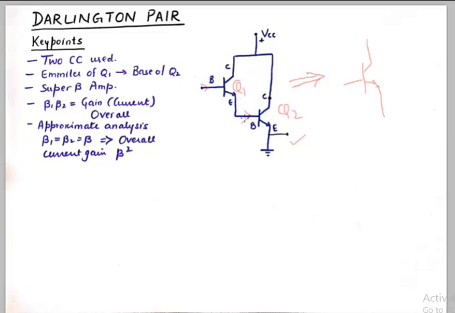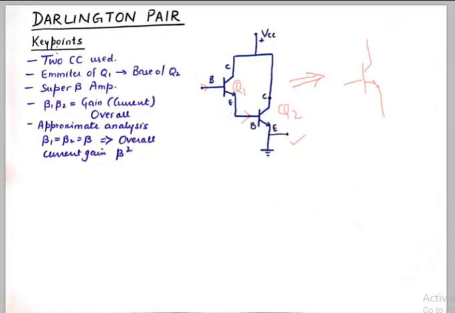Because of this special arrangement of these two BJTs, this transistor will act as a super beta amplifier, which means that it is going to be a current amplifier of a very high magnitude, and we're going to see how that happens.